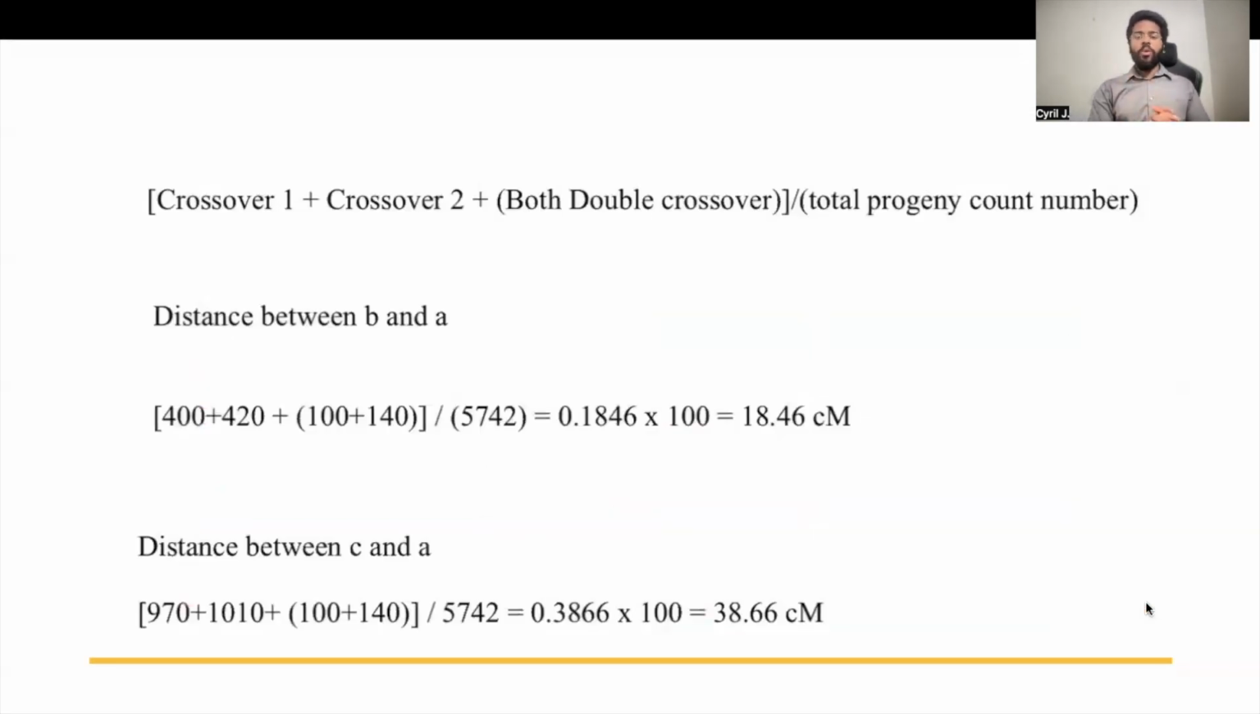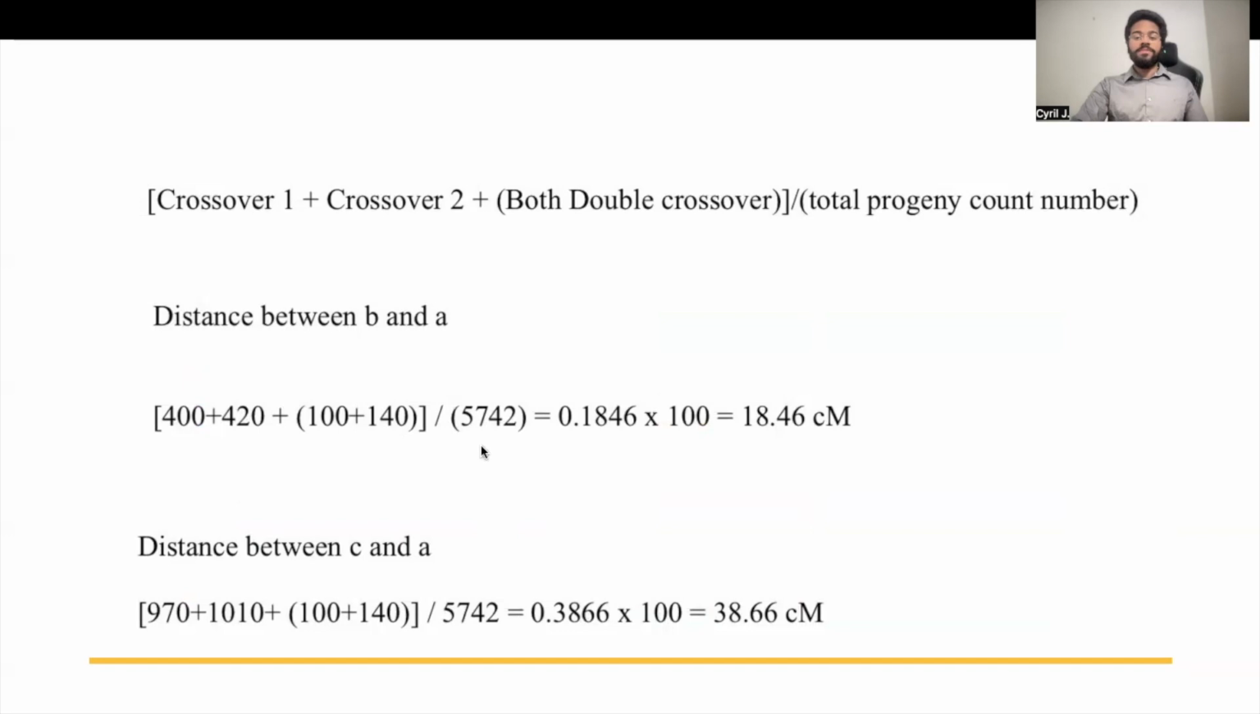So next, in order to calculate the actual relative distance between each gene, we can use this formula, in which you add both crossovers and then add both double crossovers and take that sum and divide it by the total progeny count. So if we plug those numbers into our formula, we get 400 plus 420, which are the single crossover numbers we determined between B and A, and then we add the double crossovers together, which were the two lowest progeny counts in our table.